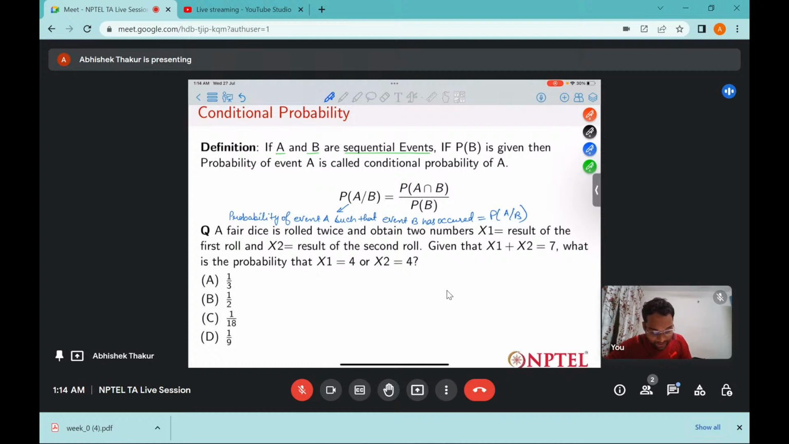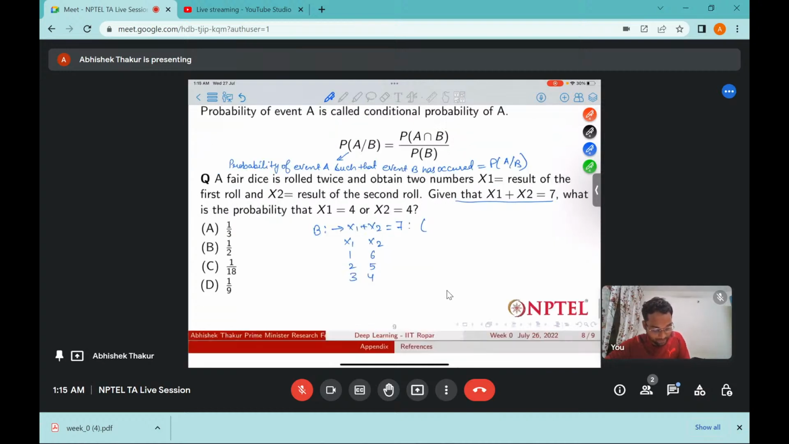So in this question it is given a fair dice is rolled twice and we obtain two numbers, that is x1 is equal to the result on the first roll and x2 is the result on the second. So the dice is rolled twice. Now it is given that x1 plus x2 is equal to 7. So event B is given, that is x1 plus x2 is equal to 7. How many ways can this happen? This is our x1 and this is our x2. This can happen as 1 6, 2 5, 3 4, 4 3, 5 2 and 6 1. So this is our B.